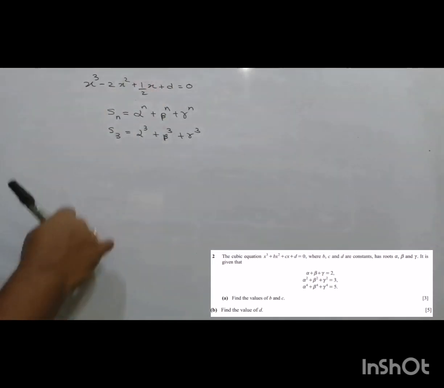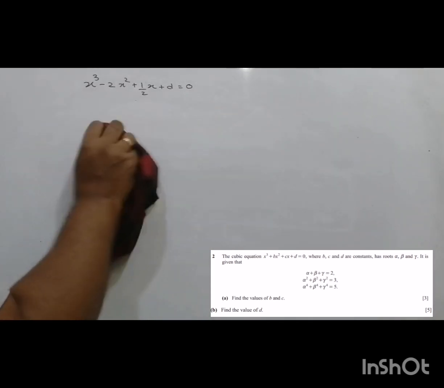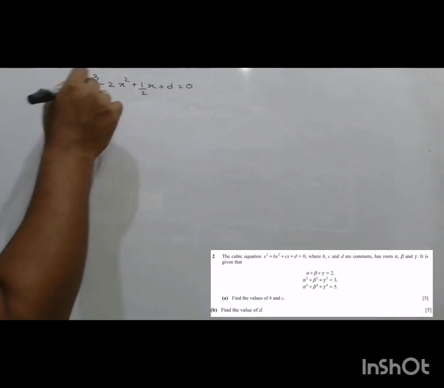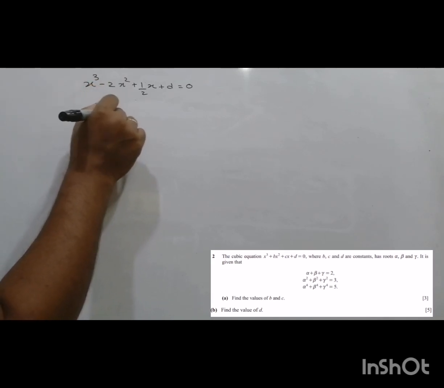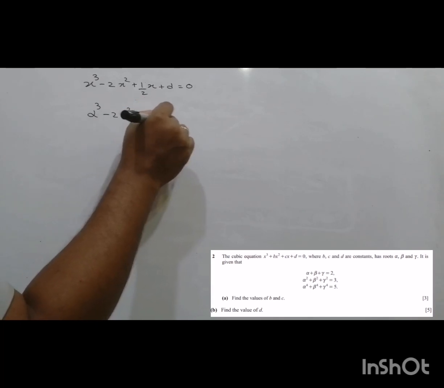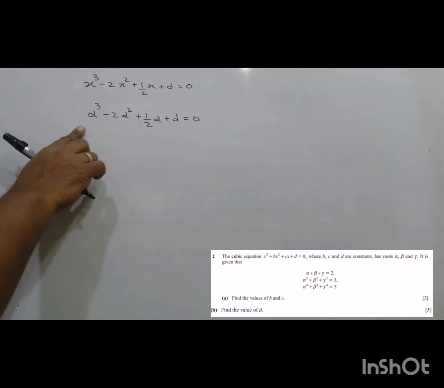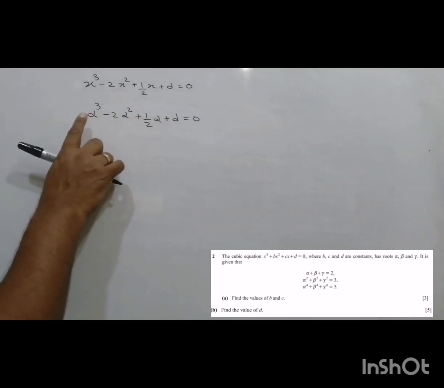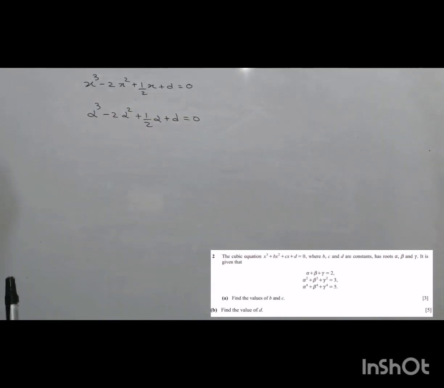Now using all the data, we can figure out a value for D. First let's look at S3 over here. If we substitute for x over here, let's say we take alpha cubed minus 2 alpha squared plus half alpha plus D is 0, because since alpha is a root of the cubic equation, when we substitute alpha, we will get 0 on the right hand side.